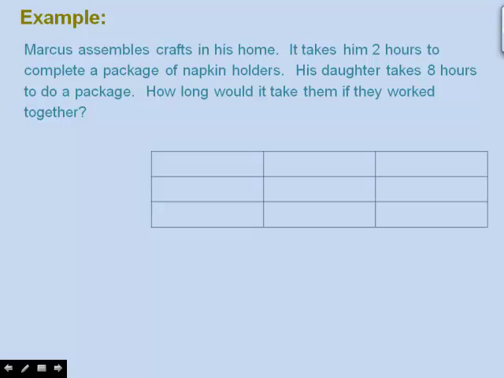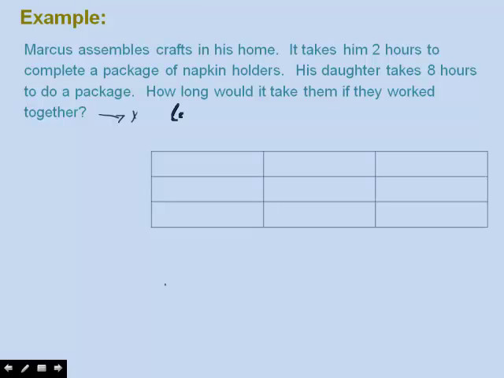Okay, let's look at one more example of this kind of problem. In this one, we have Marcus who assembles crafts in his home, and it takes him 2 hours to complete a package of napkin holders. His daughter takes 8 hours to do a package, and the question is how long it would take them if they worked together. So what the problem is asking for is the total amount of time for them to complete the task working together.